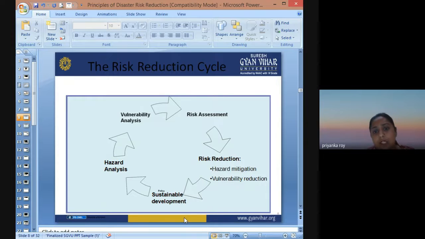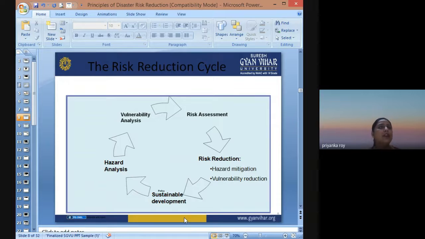Risk reduction is when hazard mitigation activities and vulnerability reduction activities can be initiated. Like hazard mitigation, if you are talking about river flood, in an area where the rivers are flooding almost every year, you can develop big artificial levees. Levees can prevent the overflow of rivers, so that it does not flow into the agriculture sector or the urban sector or settlement areas. So that is one of the structural mitigation activities that can reduce the hazard.